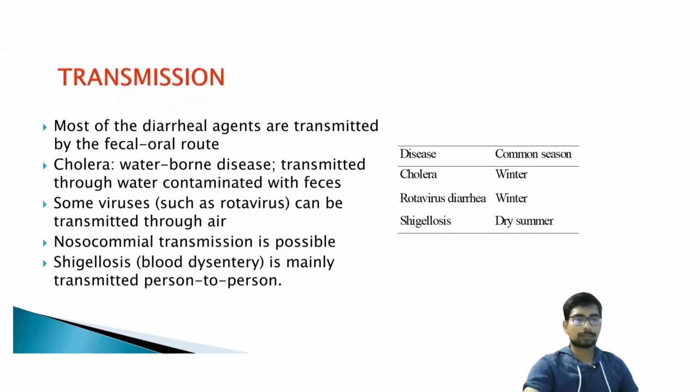Transmission is fecal-oral. Cholera is a waterborne disease transmitted through water contaminated with feces. Some viruses like rotavirus can be transmitted through air, and nosocomial transmission is also possible. Shigellosis, blood dysentery, is mainly transmitted from person to person. Cholera is more common in the rainy season, rotavirus in winter, and shigellosis in dry summer.